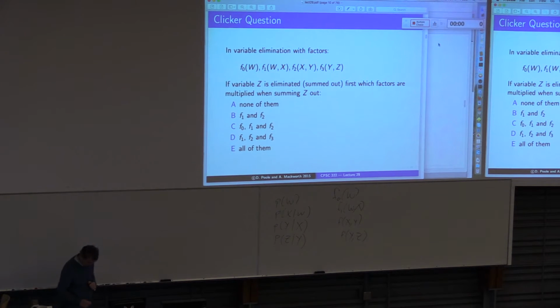Same question. So now we're going to sum out Z. Which factors are multiplied when summing out Z?